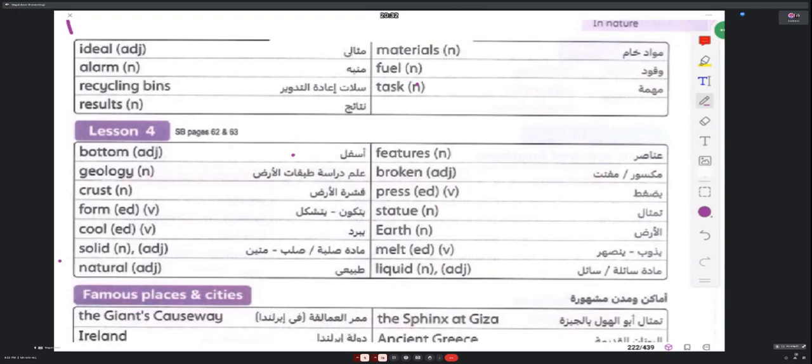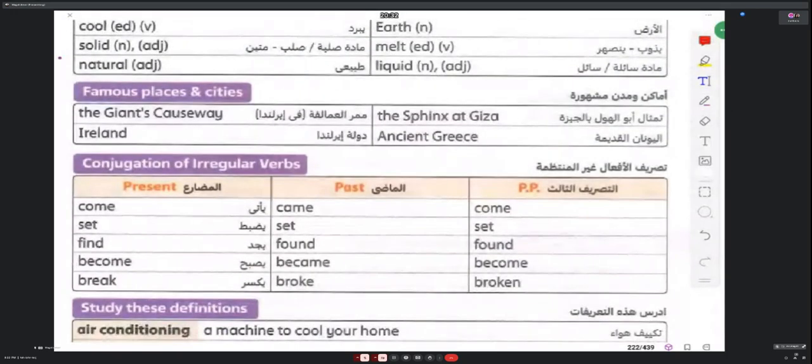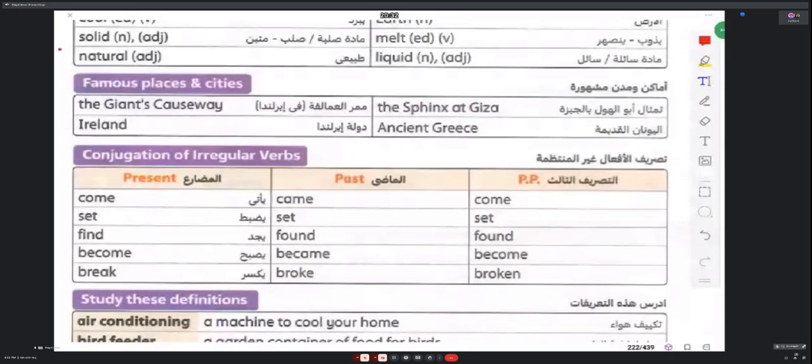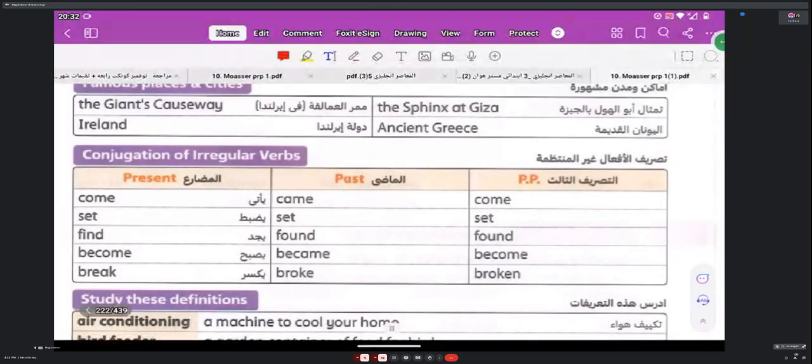Okay, we can use the word press as a noun. We mean newspapers. The press means the newspaper. Okay, the Giant's Causeway, Ireland, the Sphinx at Giza.